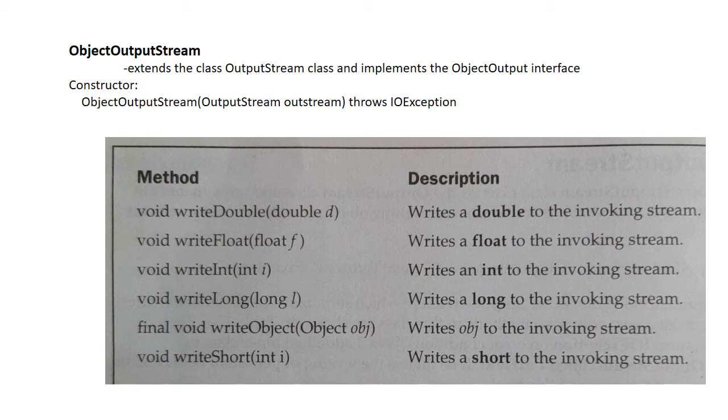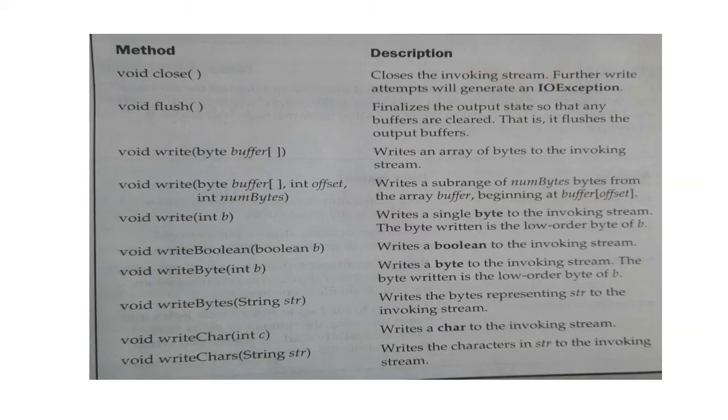The most commonly used methods in this class are shown in the given table. They will throw an IOException on error condition. Other methods supported are void close. It closes the invoking stream, and any further writing attempt will lead to an IOException. After closing the stream, if you want to write something, it will generate an IOException.